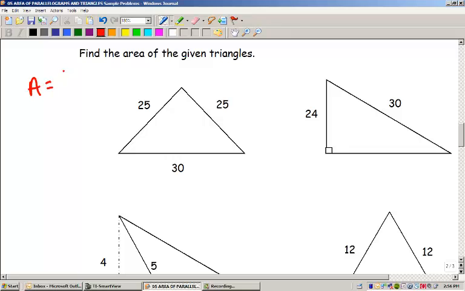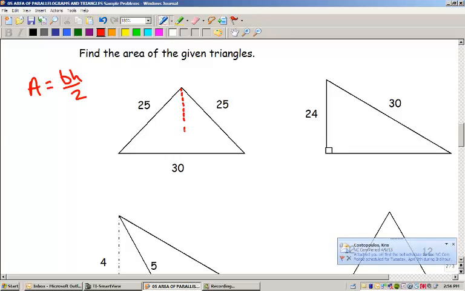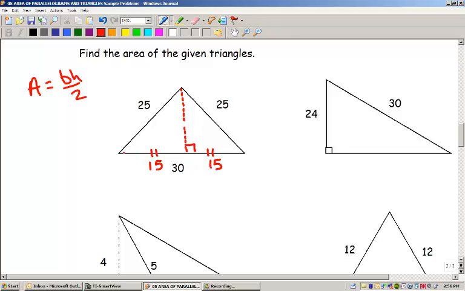So we're looking for area to be base times height over 2. And in order for us to use a base and a height, we need an altitude, but I don't see a right angle. So what I want to do is, I notice that it's isosceles, so I'm going to drop an altitude straight down. And when you drop the altitude straight down, you're going to bisect the base. So that means this is 15, and this is 15. It also tells you that this whole side is going to be your base. So you have 30 times something divided by 2.